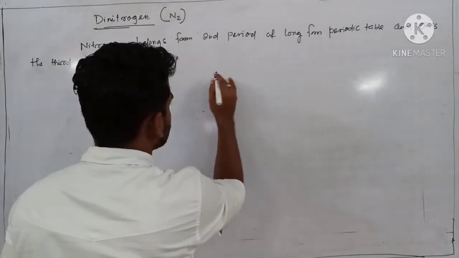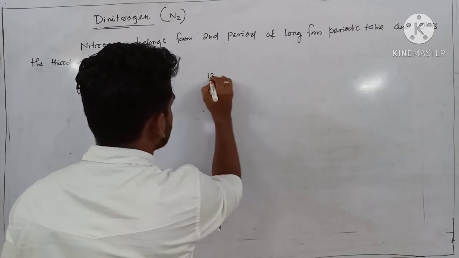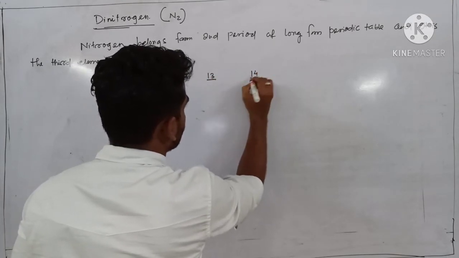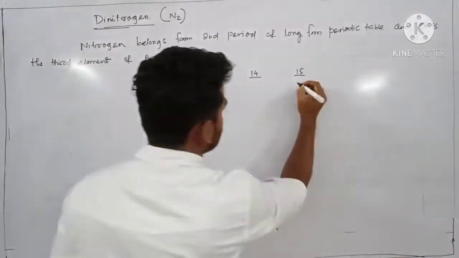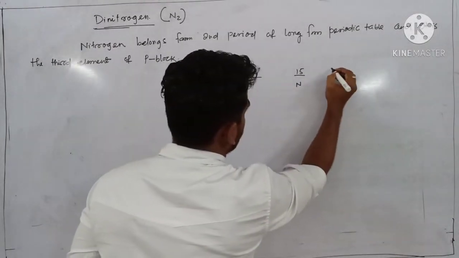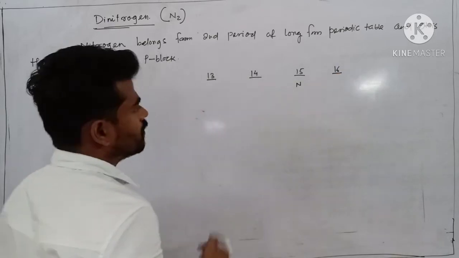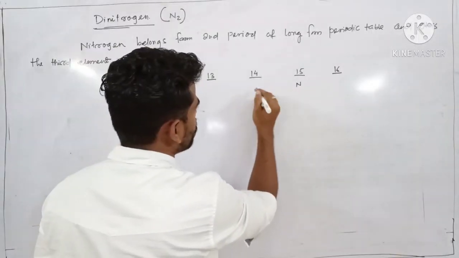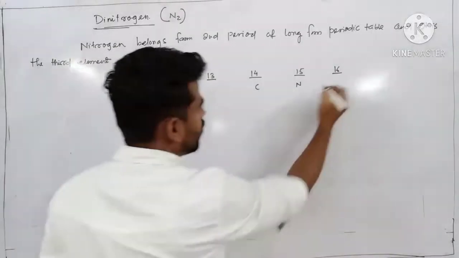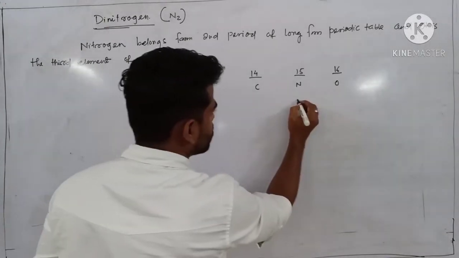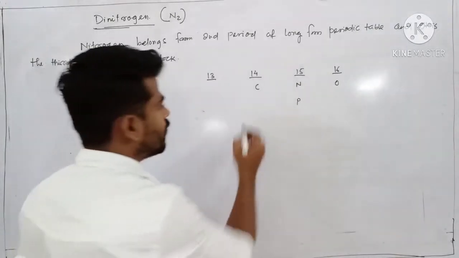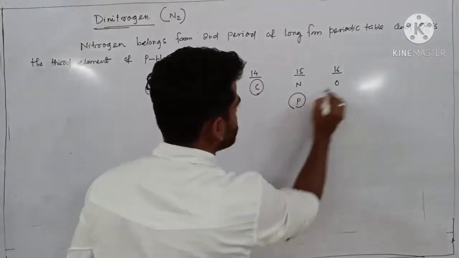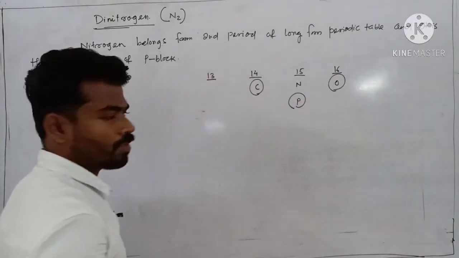So this is group 13, this is group 14, and this is group 15, here is nitrogen, and this is group 16. Before nitrogen is carbon, here is oxygen, and this is phosphorus. So the neighboring elements are carbon, phosphorus, and oxygen.